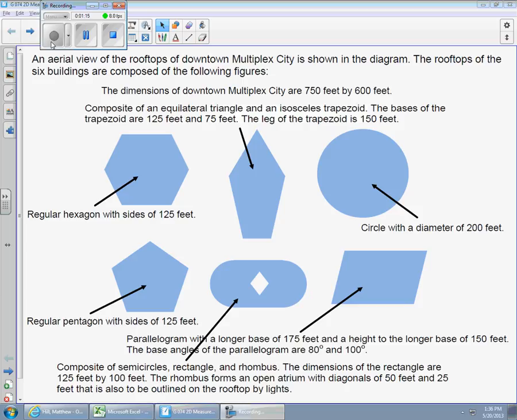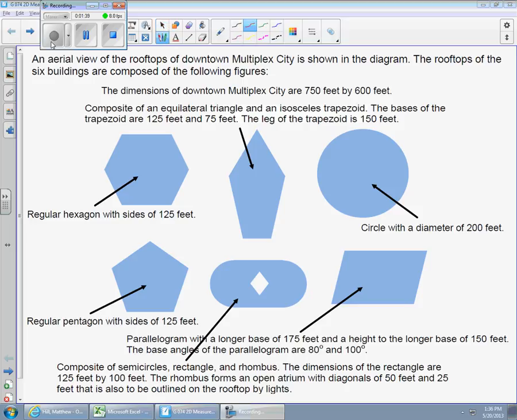At the top it says an aerial view of the rooftops of downtown Multiplex City is shown in the diagram. The rooftops of these 6 buildings are composed of the following figures. Now after the figures you have several bullet points that follow. Yours looks different than mine does on the screen because I distributed a lot of the information around to help it make a little bit more sense.